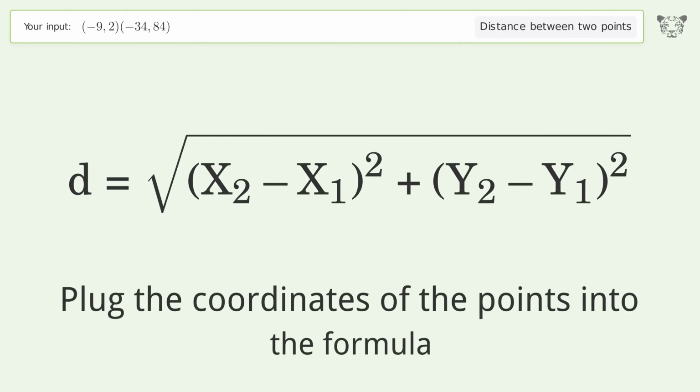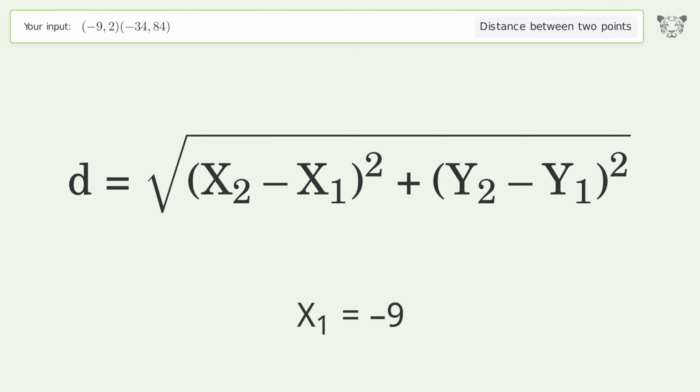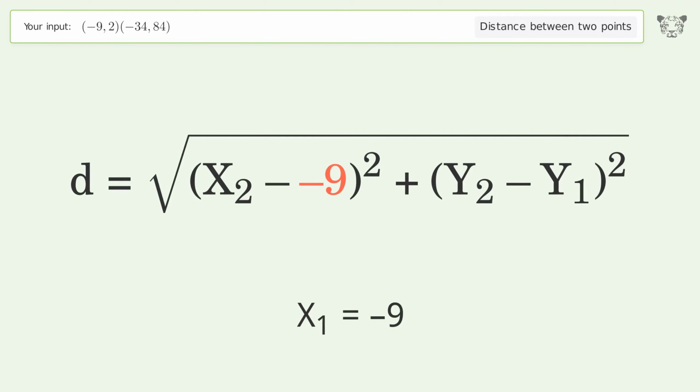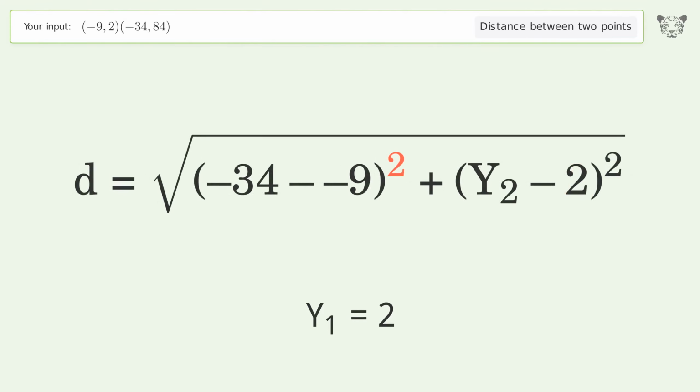Plug the coordinates of the points into the formula. x1 equals -9. x2 equals -34. y1 equals 2. y2 equals 84.